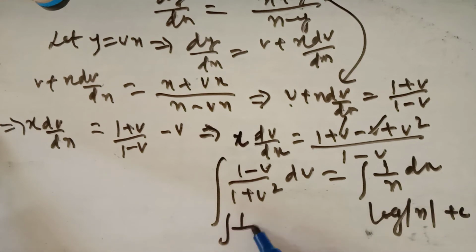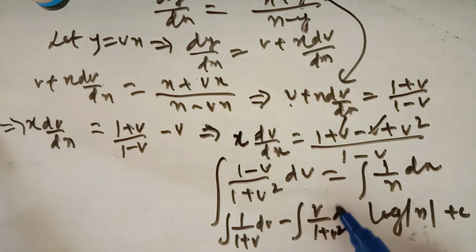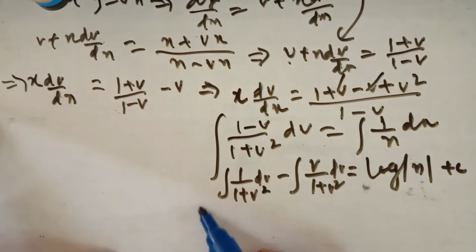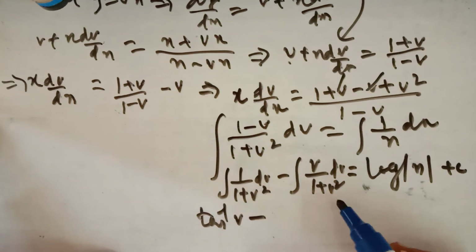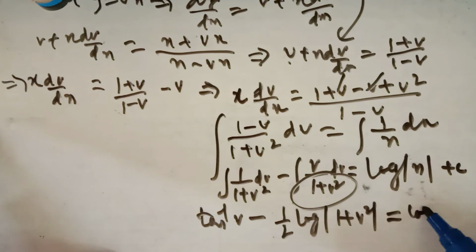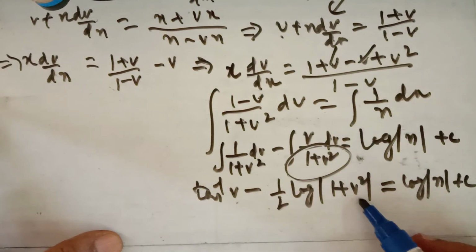Here, as we have done in question number 1, you can break into two integrations. This gives 1 upon (1 plus v square), which is tan inverse v, and you can let 1 plus v square is equal to t, as we have done in question number 1 of this exercise, and you can integrate it. Okay, you will get half log of 1 plus v square, and put the value of v as y upon x here also and here also.